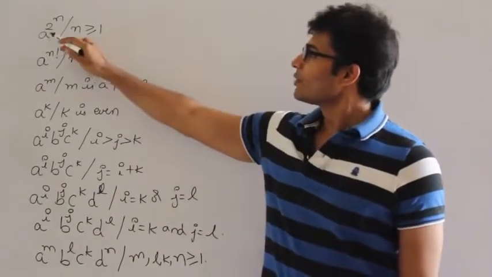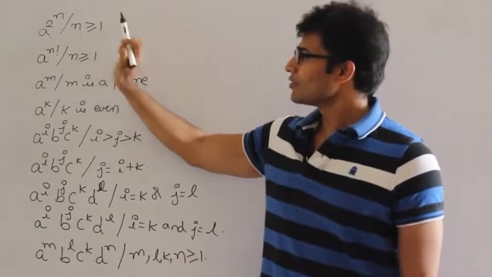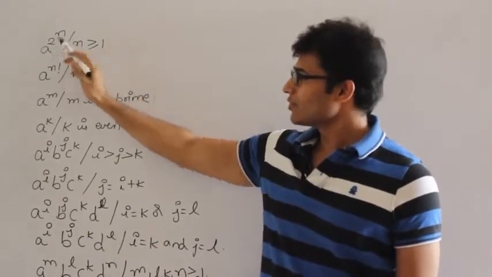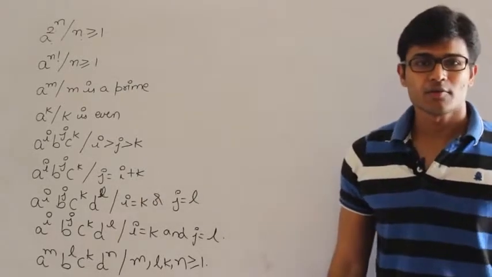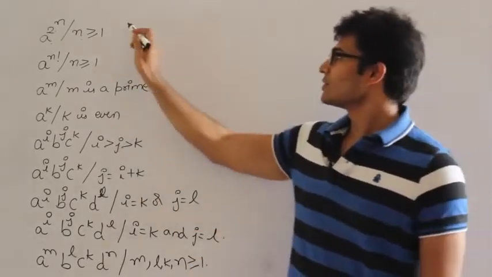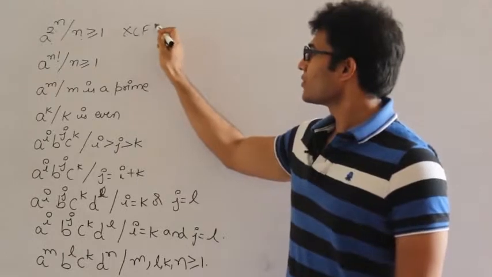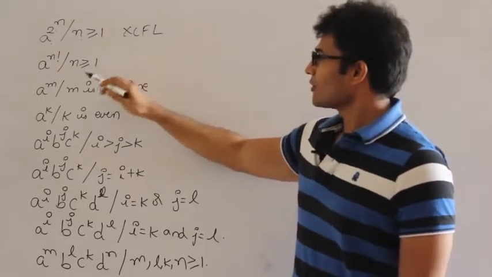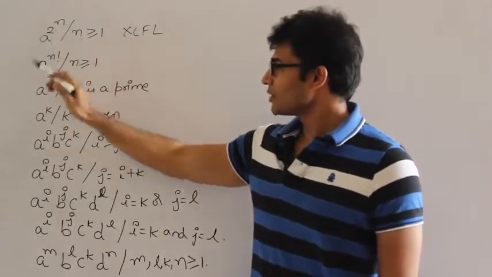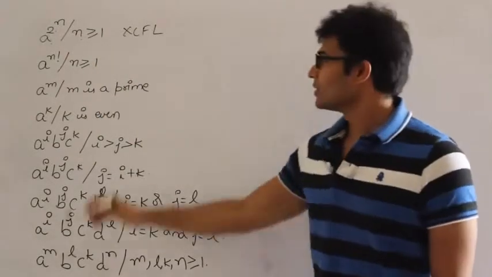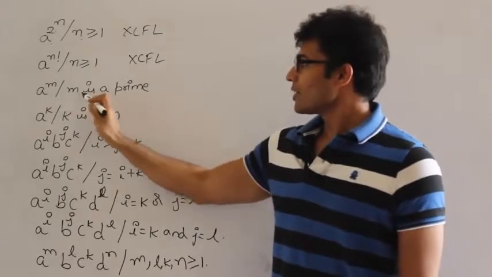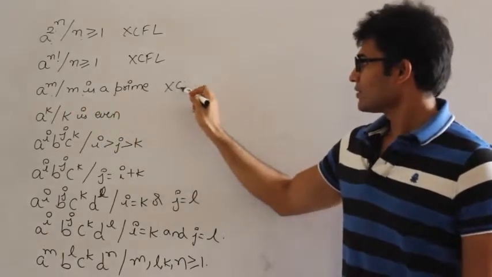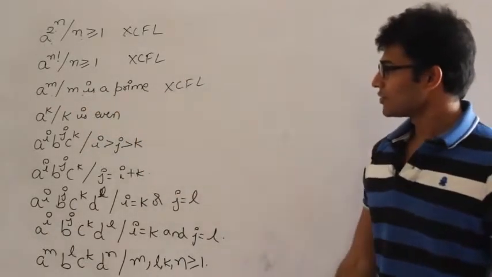See this, a power 2 power n such that n is greater than or equal to 1. Again, the length is not in AP, so whenever length is not in AP, pushdown automata or finite automata cannot do anything. So this is not a context free language, and therefore not regular also. Again, a power n factorial, the same reason, length is not in AP, therefore this cannot be a context free language. And a power m, m is prime, same reason, therefore cannot be context free.